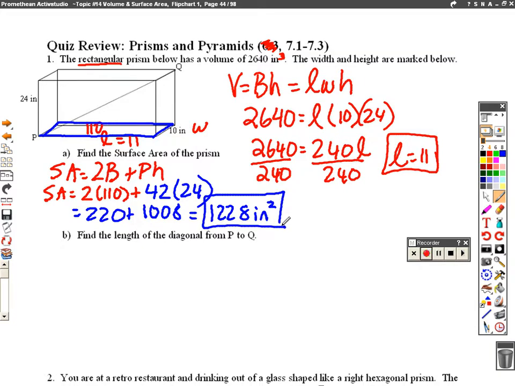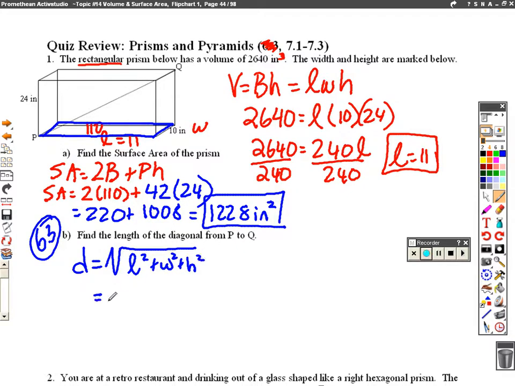All right, the length of the diagonal, that's letter B. That has its own special formula. This is the one topic that's from 6-3. So it's not on this quiz, but it will be on your test. So I'm going to do it anyway. The diagonal is equal to the square root of L squared plus W squared plus H squared. That was a formula we already memorized. That's the square root of, I'm going to fill in what we know, 11 squared plus 10 squared plus 24 squared.